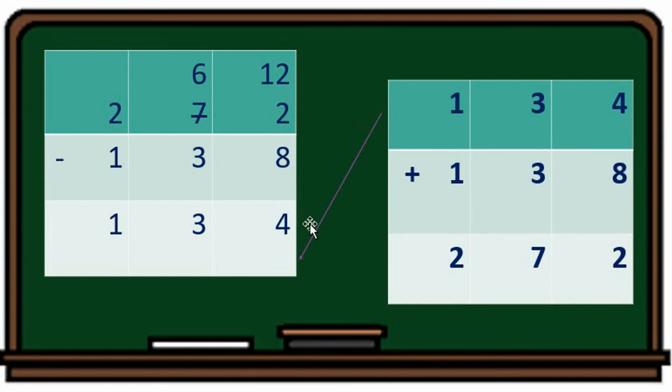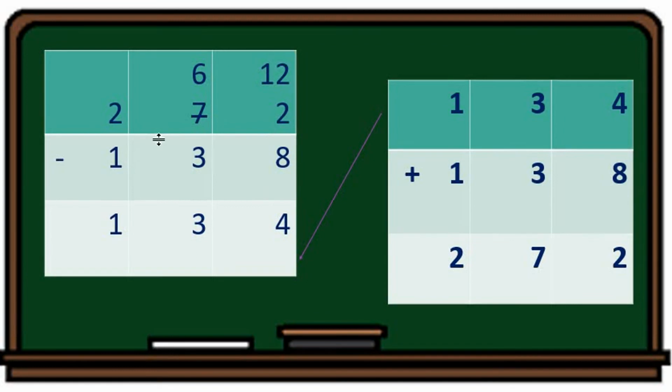12 minus 8 is 4. We cut the neighbouring digit and put the smaller digit, 6. 6 minus 3 is 3. And 2 minus 1 is 1. So the answer is 134. Now we check it with addition.